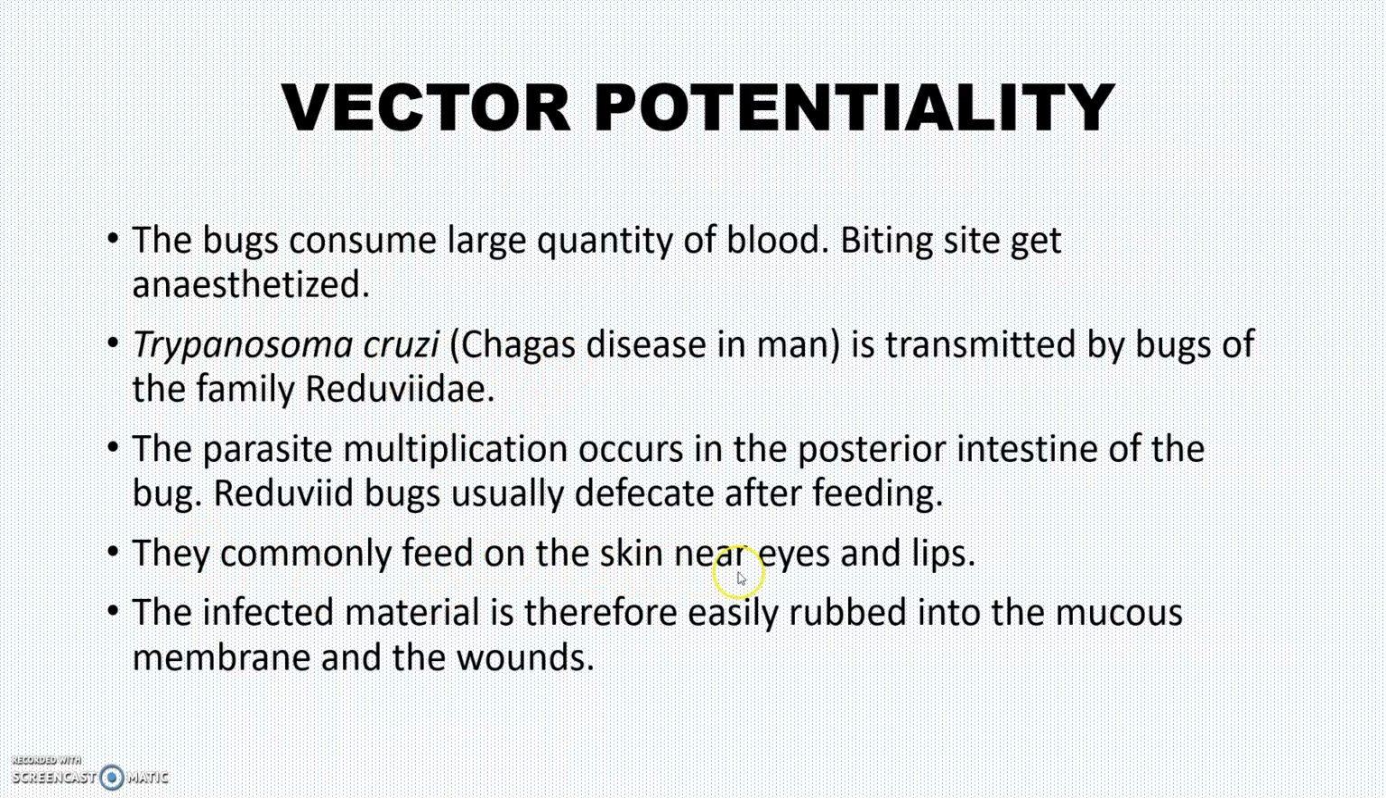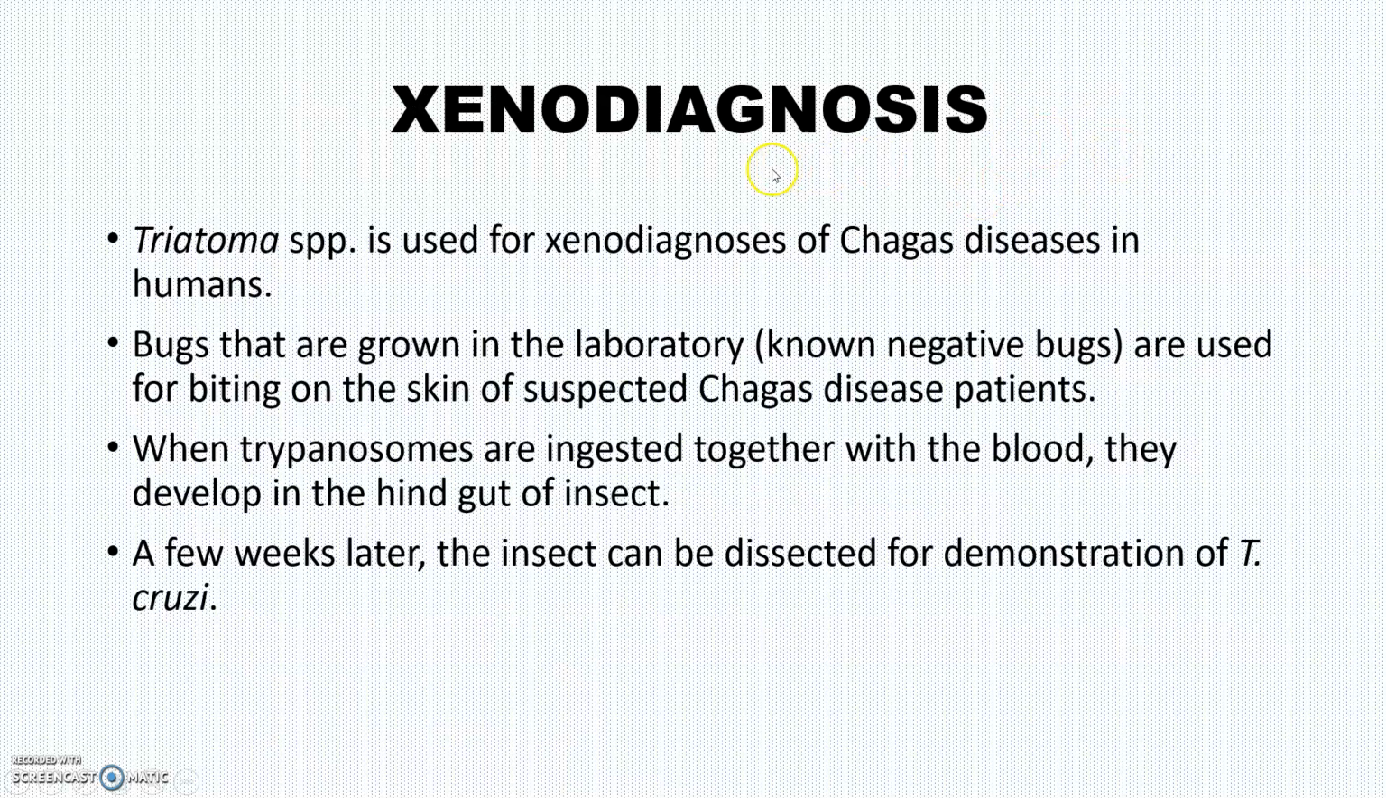They commonly feed on the skin near eyes and lips, and also so the infected material, that is the protozoa, will be inserted into the wound. So the xenodiagnosis, yes, Triatoma species is used in the xenodiagnosis of Chagas disease. That is, bugs that are grown in the laboratory, that is, the bugs which are not infected with the trypanosoma, are used for biting the skin of suspected Chagas patient. That is, if a person is suspected, we will make the bug bite the suspected man or whatever the animal it is.